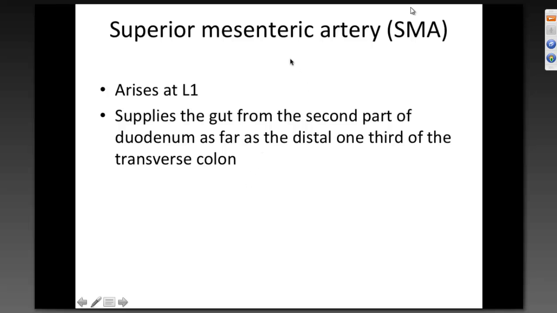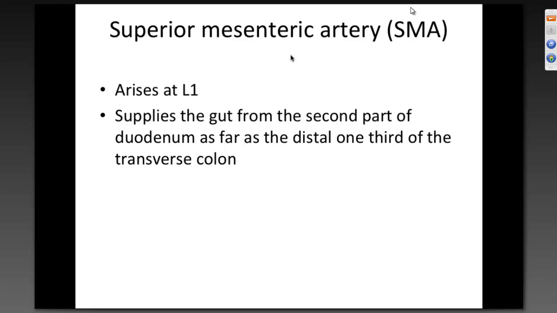All right, so superior mesenteric artery, this is just the narrative to what I just said. It arises at L1, I didn't mention that. And it supplies the gut from the second part of the duodenum as far as the distal 1/3 of the transverse colon. So there is a watershed or an overlapping, if you will. You'll find some sources that will say the distal one.